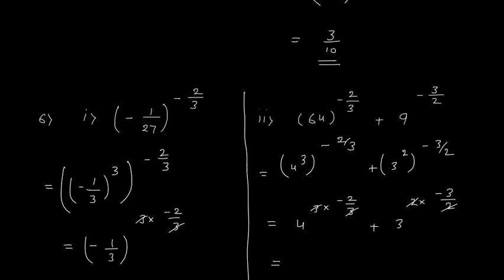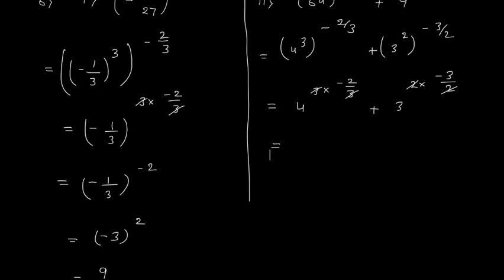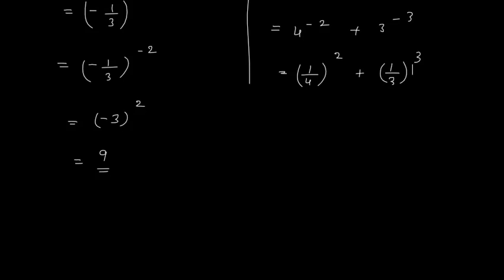And here I have 4 power minus 2 plus 3 power minus 3. Now this 4 power minus 2 can be written as 1 upon 4 power plus 2. And here it is written as 1 upon 3 power plus 3. You can keep your answer here or you can simplify it further. It is 1 upon 4 4s are 16, plus this is 1 upon 3 3s are 9, 3 3s are 27. You can cross multiply also, but I think this much is okay.